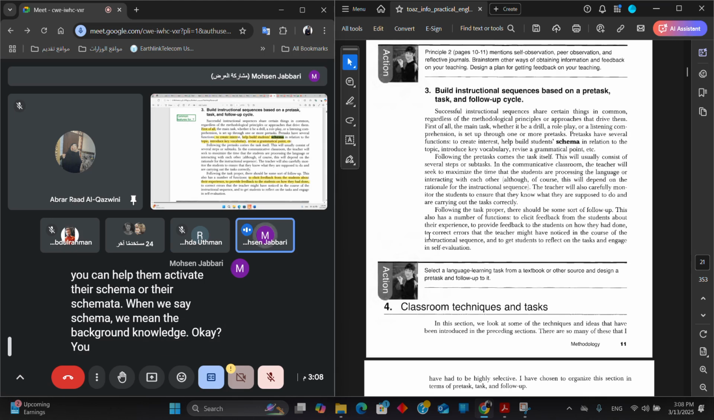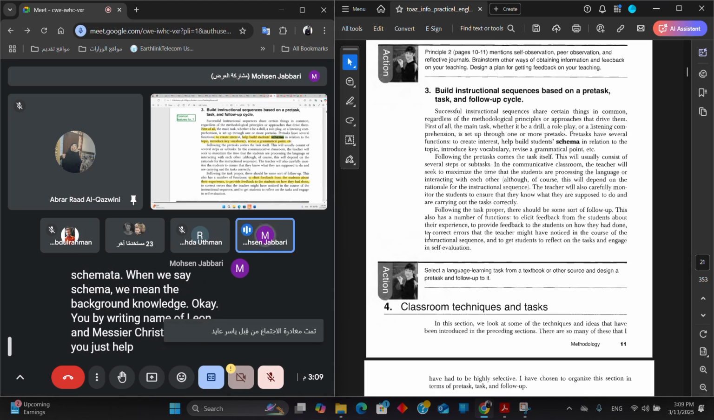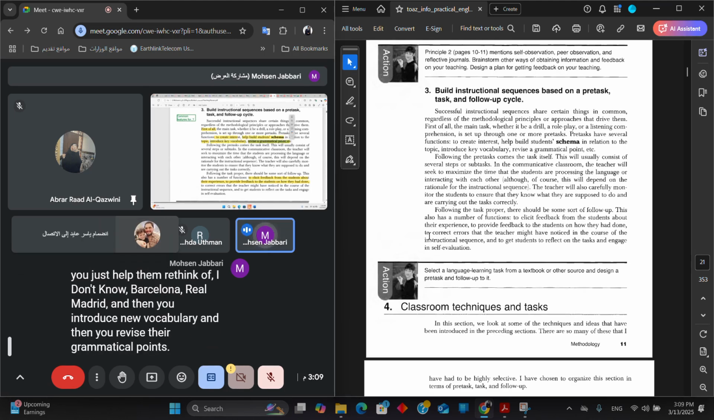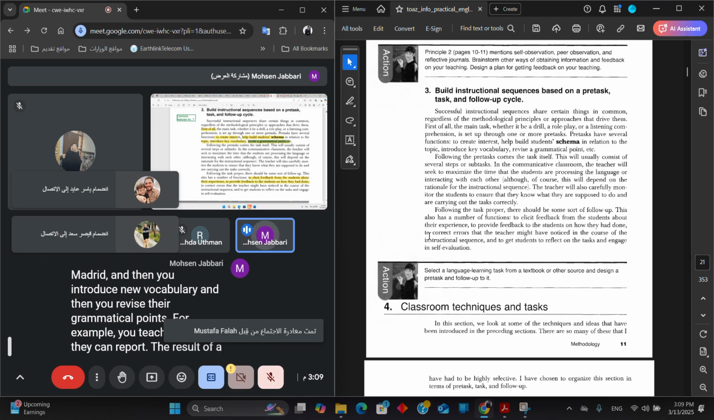By writing the name of Lionel Messi or Cristiano Ronaldo, you just help them rethink of, I don't know, Barcelona, Real Madrid, and then you introduce new vocabulary, and then you revise their grammatical points. For example, you teach them how they can report the result of a football match or something.